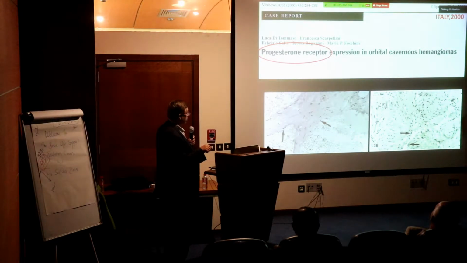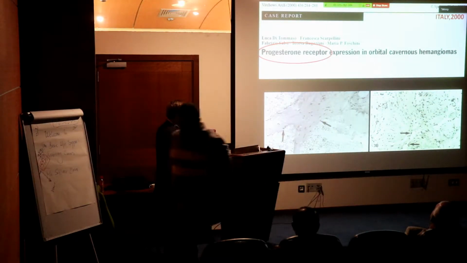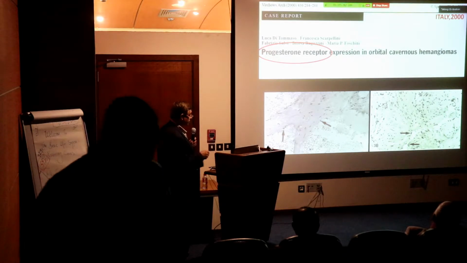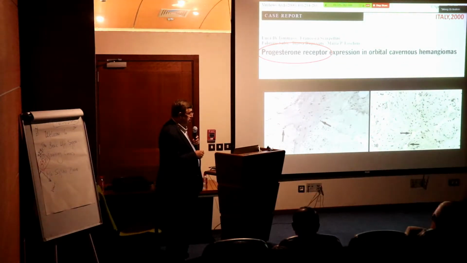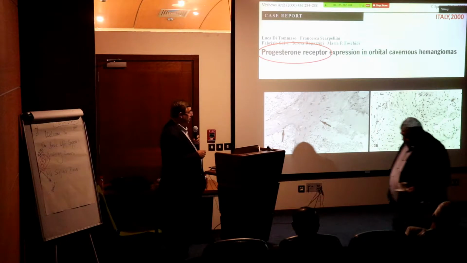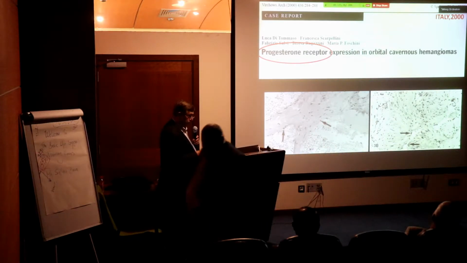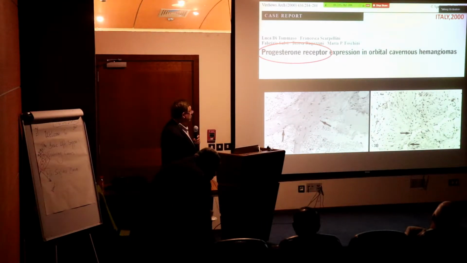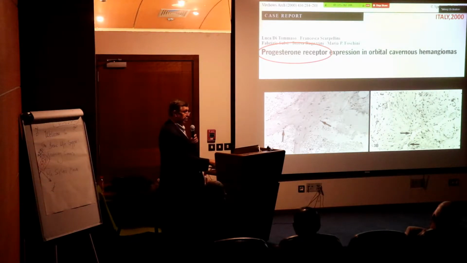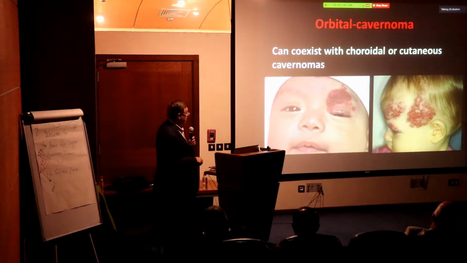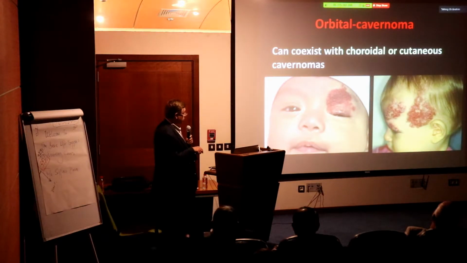So this is the progesterone receptor expression in the orbital cavernomas. It is established. They have progesterone receptors in the epithelial cells, and the epithelial cells of the cavernous meningioma, just like they have progesterone receptors in meningiomas. That's why both are common in females. Remember that in children, you can have orbital cavernomas coexisting with cutaneous or choroidal cavernomas. So whenever you see this, maybe they have something inside.